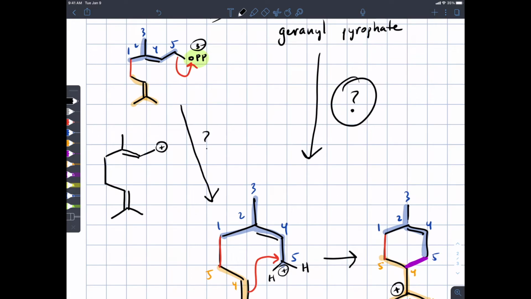You could draw it like this. At that stage, there's evidence that the pyrophosphate group comes back on. That gets rid of the resonance and allows this to be a sigma bond that you can rotate around. So you rotate to form this, then the leaving group leaves again, and then you've got a resonance stabilized carbocation.